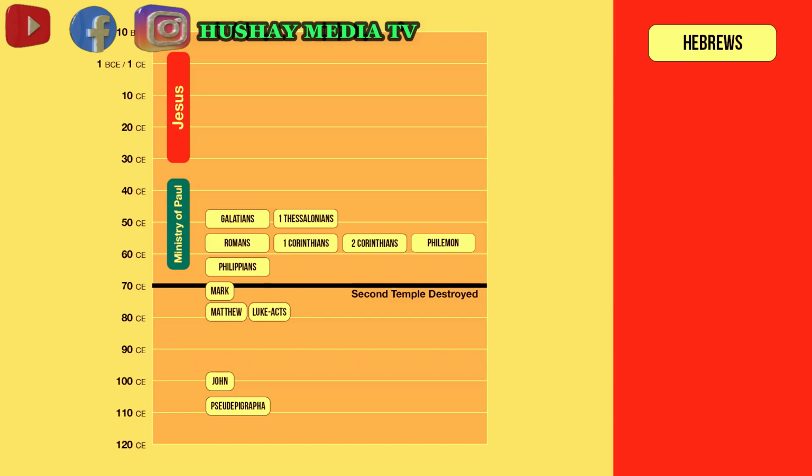In fact, this letter doesn't even begin with the usual Paul at the top. No sender is mentioned, nor any recipient, although at the end it says those from Italy send their greetings. But the book is called Hebrews because it is thought that it was sent to Jewish Christians in Jerusalem. So this is yet another book for the anonymous category.